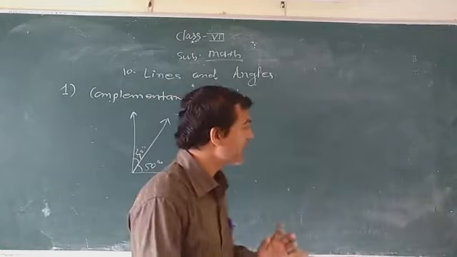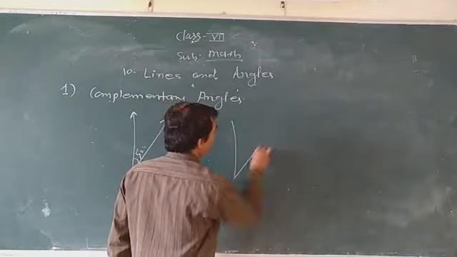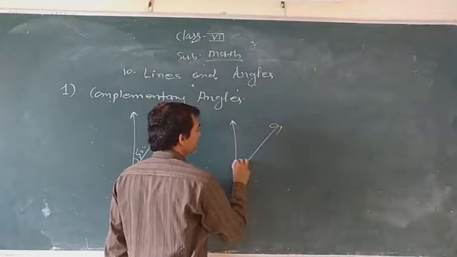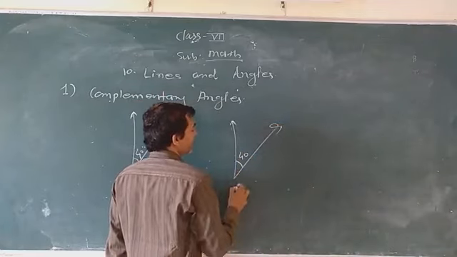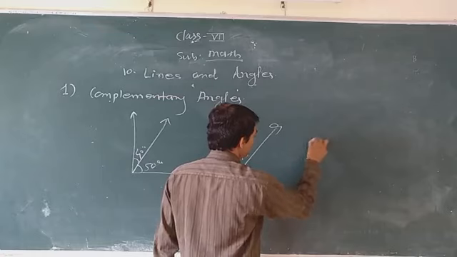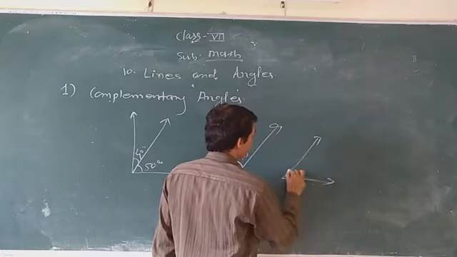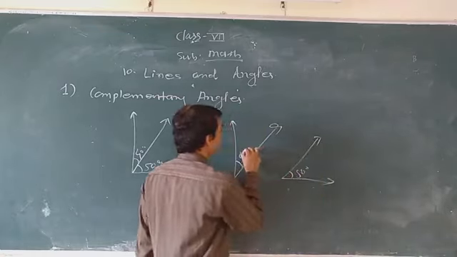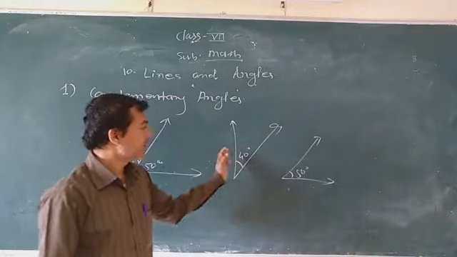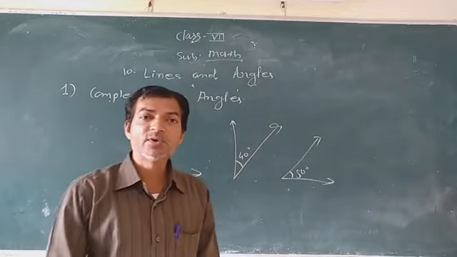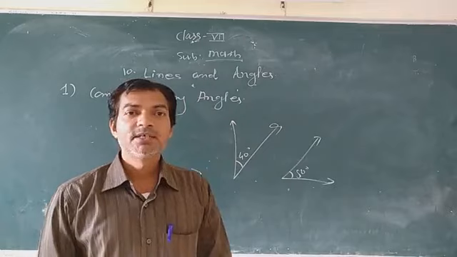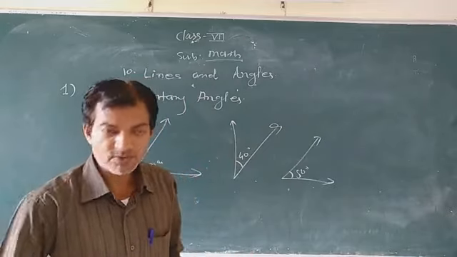You can draw the angles like this also. This is one of the angles, having measurement suppose 40 degrees. Another angle, the measurement of this angle is suppose 50 degrees. Two different angles. The sum of these two different angles is also 90 degrees, means these two angles are complementary angles. Okay, understood? Now the next one.